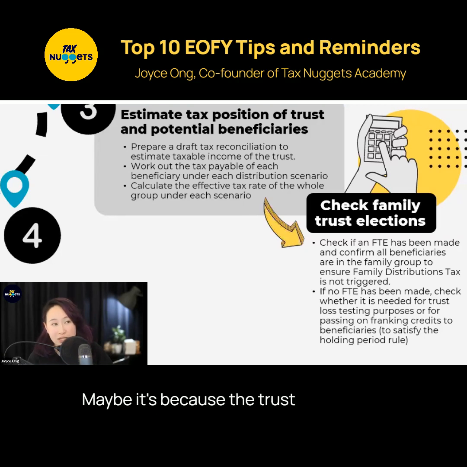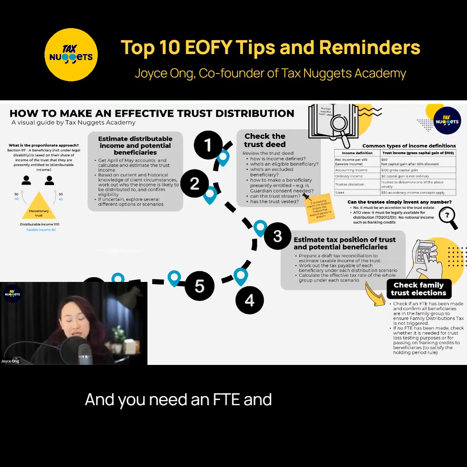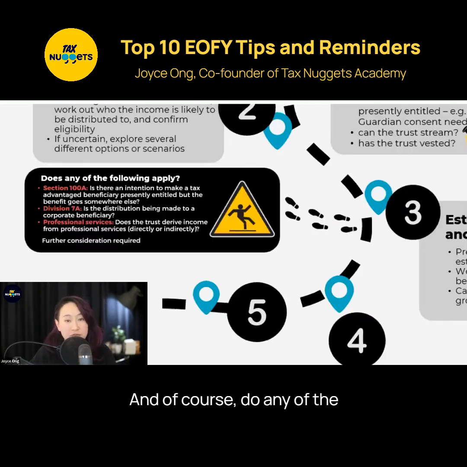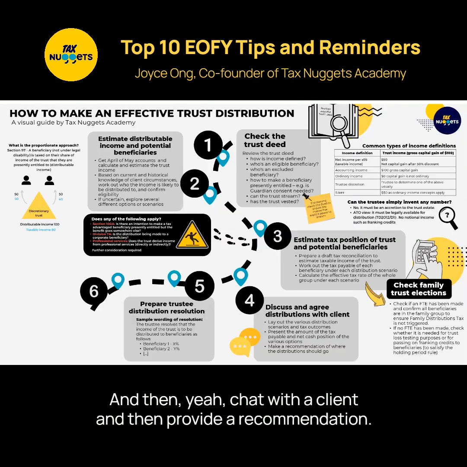Maybe it's because the trust has derived franked dividend income for the first time and needs to pass it on to its beneficiaries, and getting an FTE is the only way that you can do that. And of course, do any of the following apply? 100A, Div 7A, and is the trust in professional services? Then chat with the client and provide a recommendation.